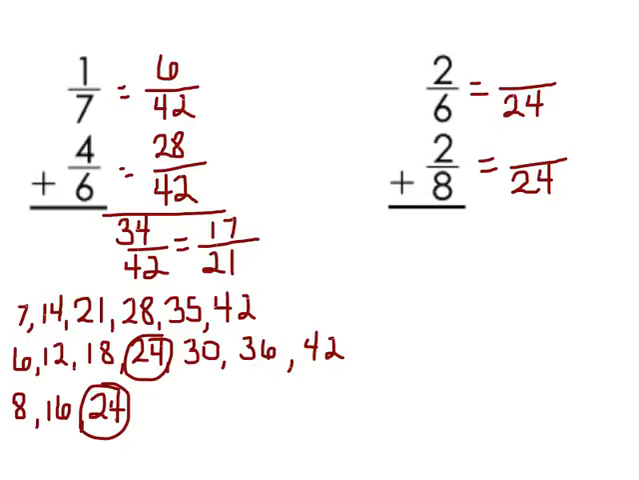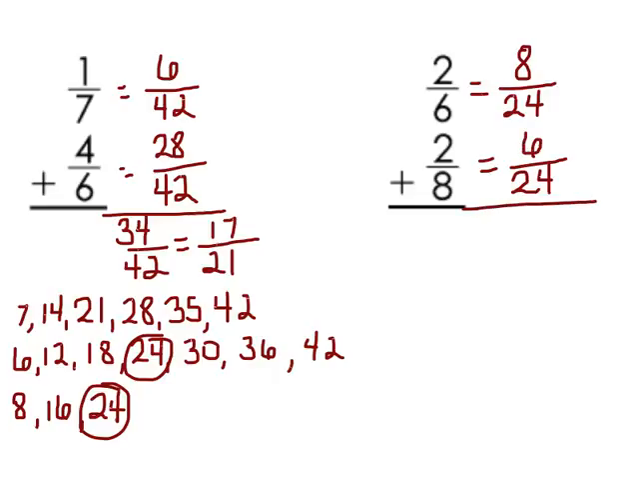And I ask myself, 6 times what is 24? Now that would be 4. And 2 times 4 is 8. And I go to my next fraction. 8 times what is 24? That's 3. So 2 times 3 is 6.